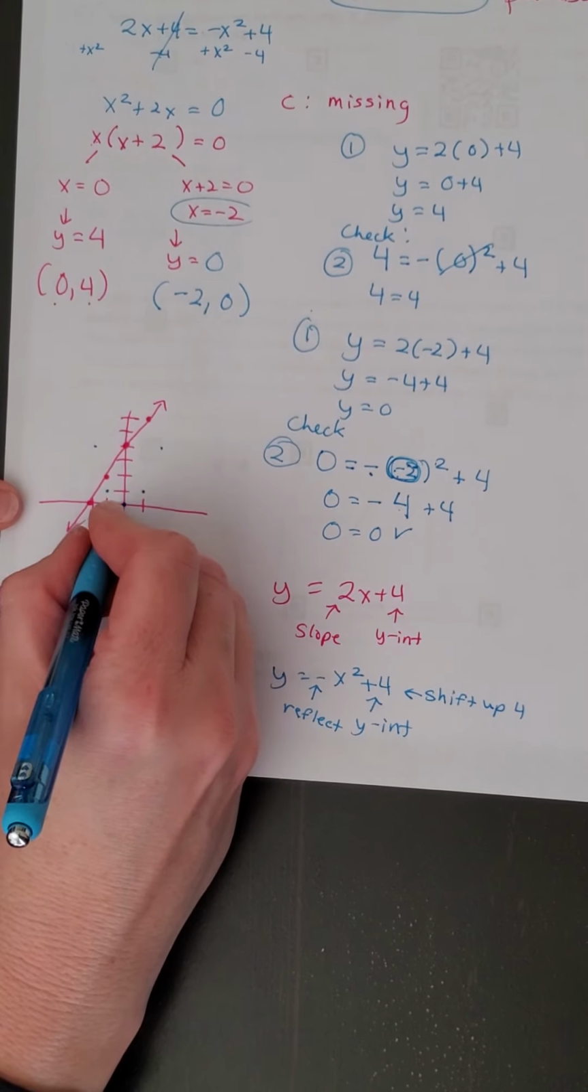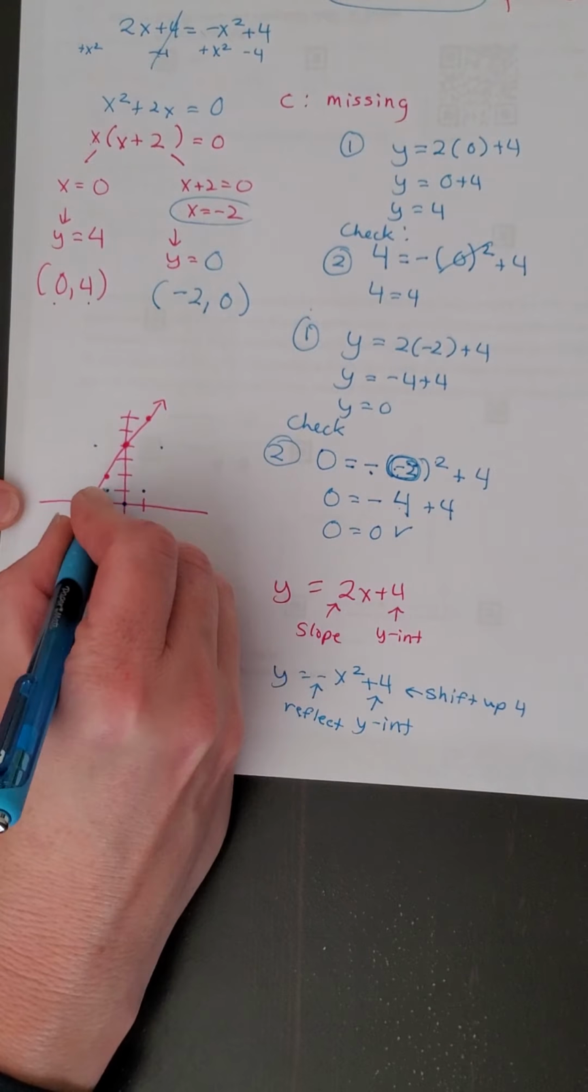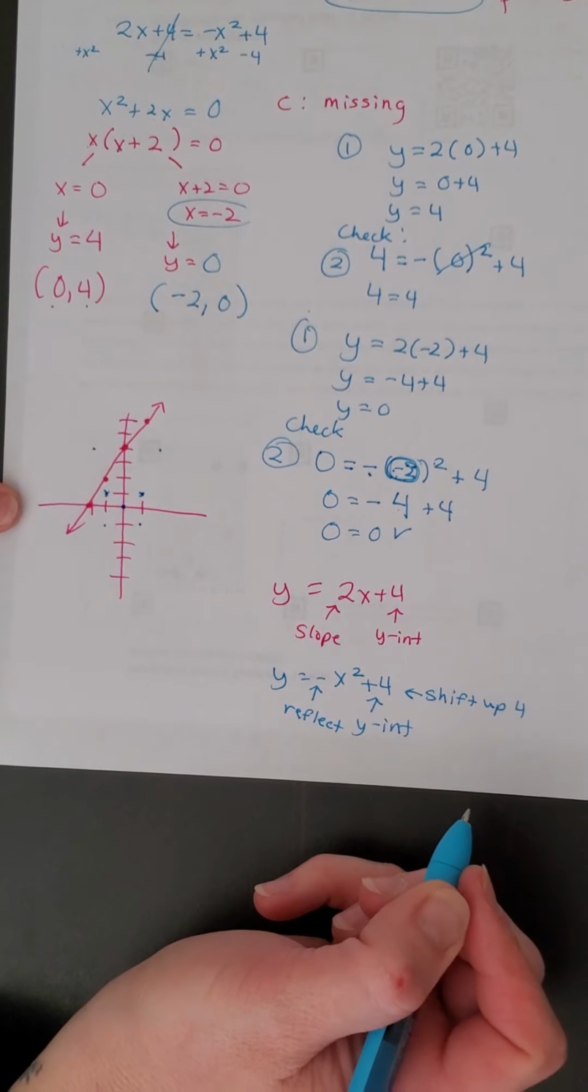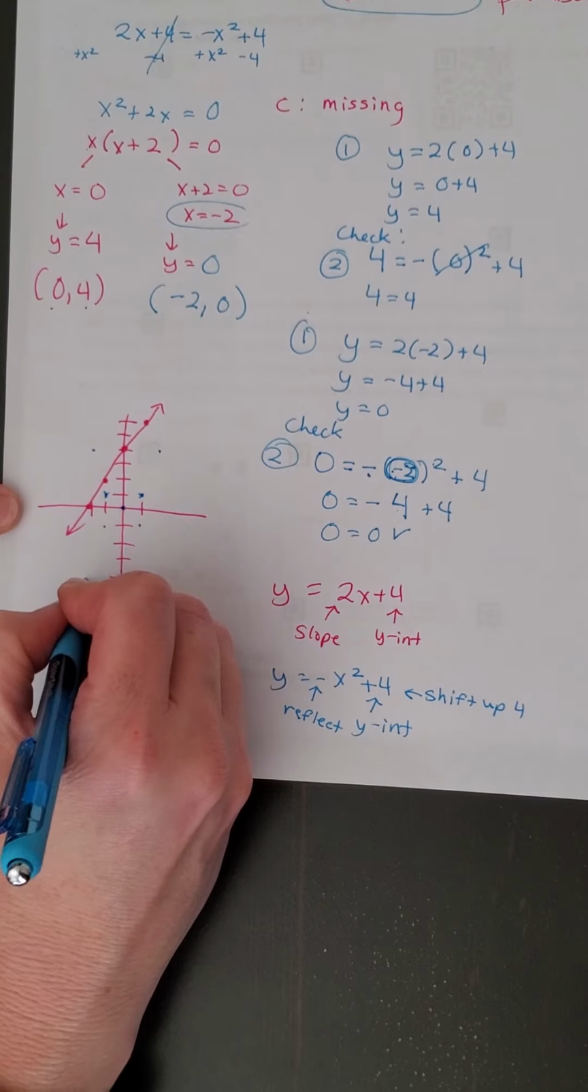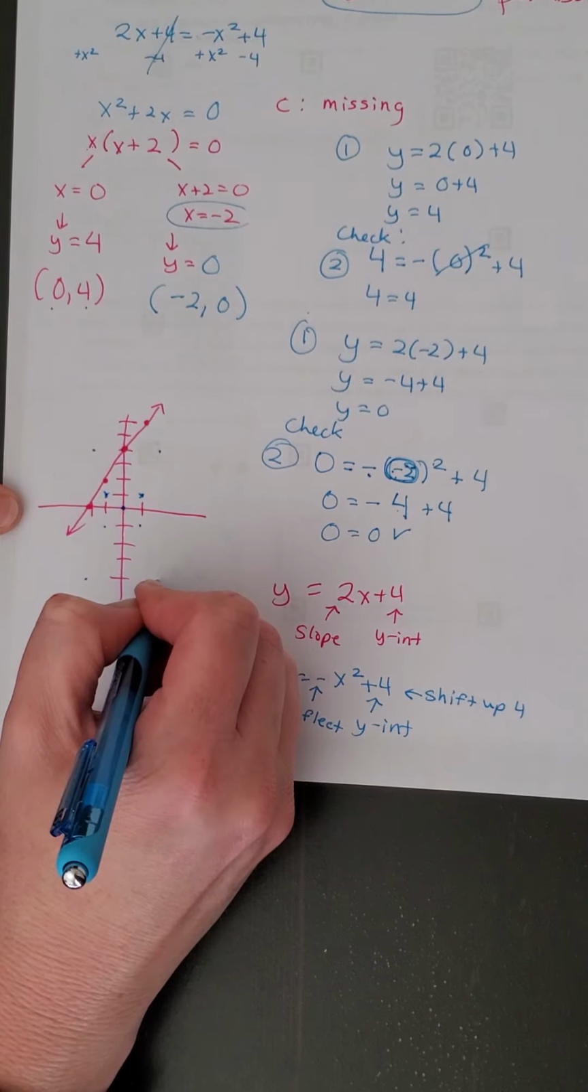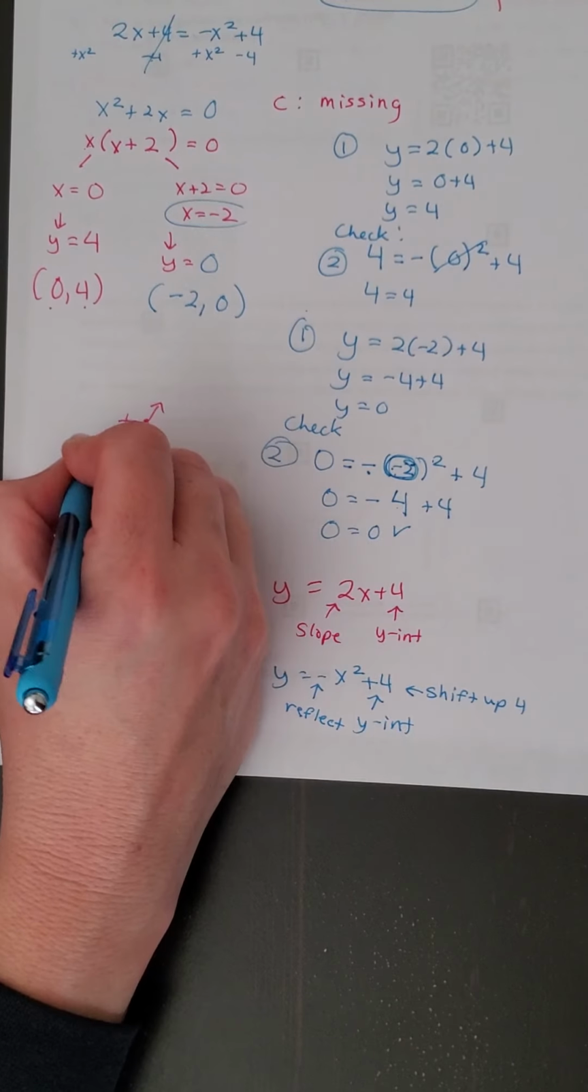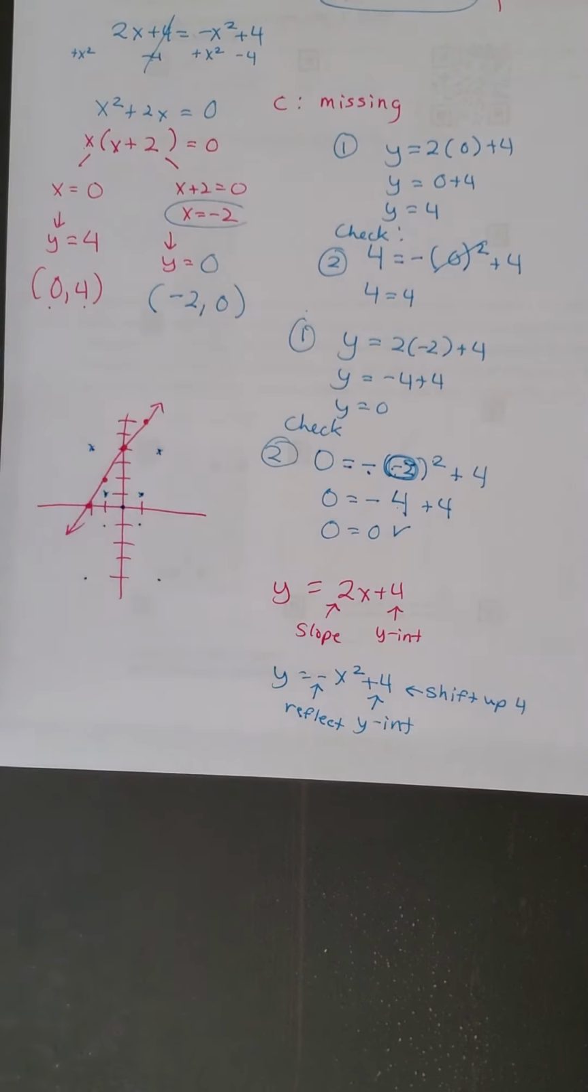So that means that this point will be right here and right here. Those are gone. And that this point will be down here, and this point will be down here. And those are gone. Now I'm going to shift this graph up 4 units.